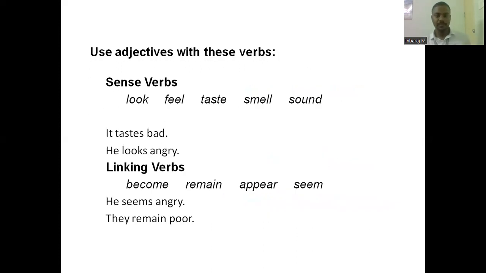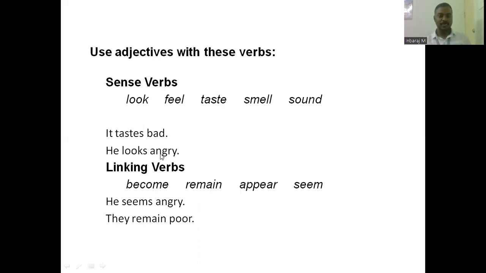So use of adjectives: with what kind of verbs can we use adjectives? We can use adjectives with sense verbs. Sense verbs are verbs that denote certain senses of ours. For instance, look, feel, taste, smell, sound, all these denote one of our human senses. So those kinds of words are called sense verbs. We'll see a few examples. It tastes bad, and here the verb is taste, and it is a sense verb, and bad is the adjective, and bad describes the pronoun it.